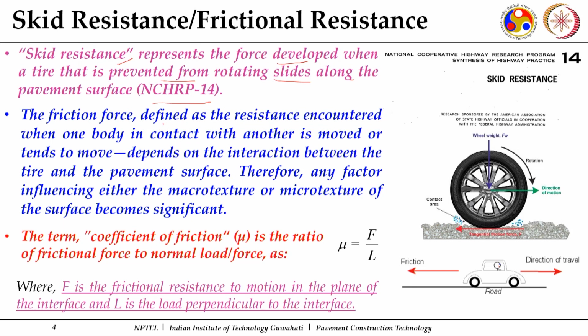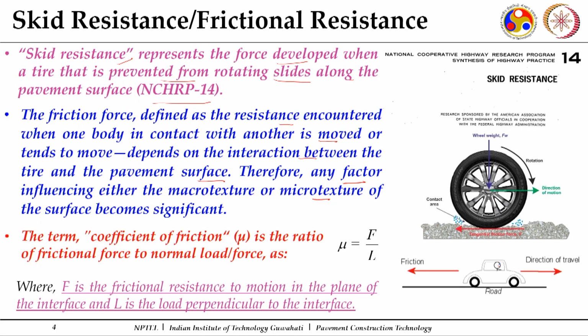Normally for any friction force we need two surfaces. The friction force is defined as the resistance encountered when one body is in contact with the other one. Here we have the vehicle tire which is in contact with our road surface, and whether it moves or tends to move depends on the interaction between the tire and the pavement surface. From this aspect itself we can get an idea. It will depend upon the characteristics of the tire, and upon the characteristics of the road surface. Therefore, any factor influencing either the macro texture or micro texture of the surface.